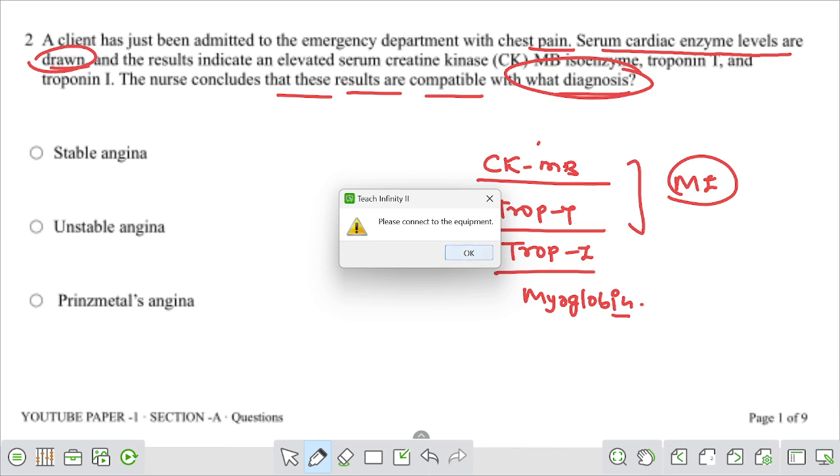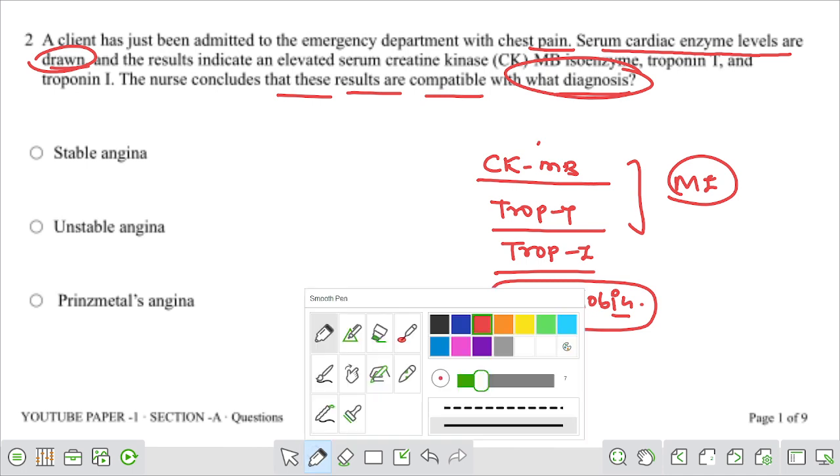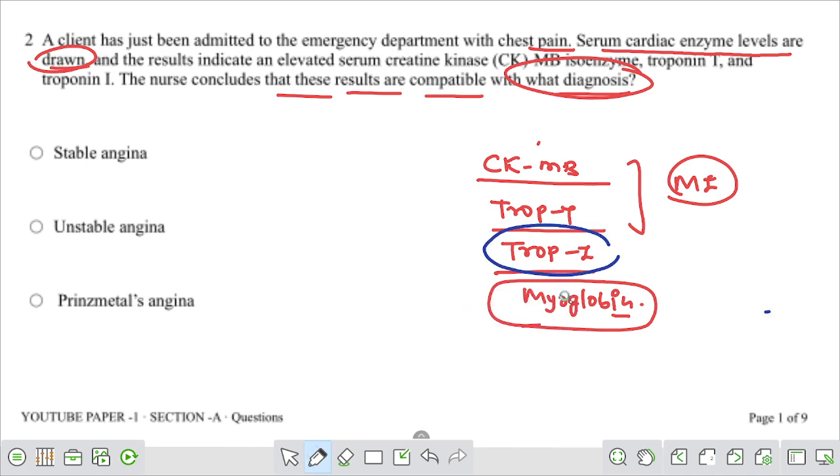If the examiner asks which cardiac marker or enzyme is elevated first, then your right answer is myoglobin. It is the first marker that elevates during MI. But if the examiner asks for the more specific marker of MI, then your right answer is troponin I. Troponin I is the right answer when the examiner asks about the specific marker. This is a very close marker of MI.